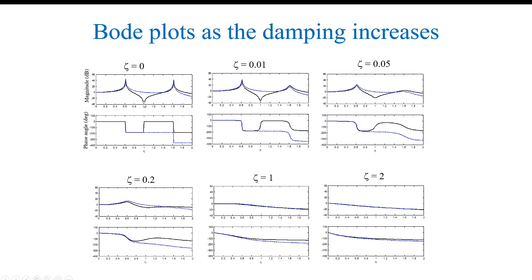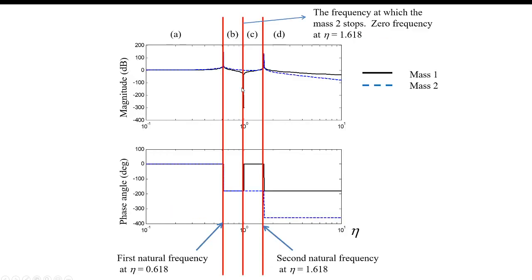So we see something really interesting right here. I'm going to go back to the previous plot. You see something really interesting when eta, the non-dimensional frequency, is equal to the square root of k over m. That's the natural frequency the system would have had if it was just one mass on one spring. At that frequency, mass 1, the first floor, comes to a stop. It has no amplitude. This is also called a zero frequency, because that's the frequency at which the first floor stops moving.